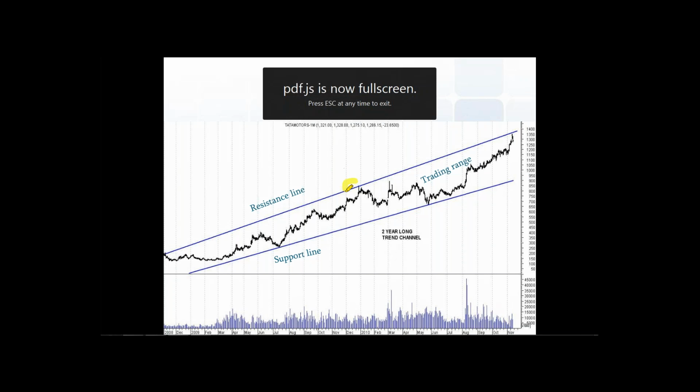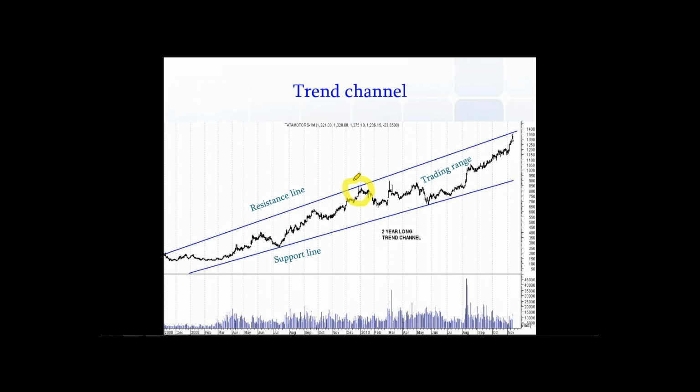As you can see out here, whenever the stock touches the resistance line of the trend channel, you can sell this stock. Whenever it touches the bottom support line of the trend channel, you can buy this. This is a very simple strategy, yet highly effective. So this is how you can make money in a trending kind of stock.